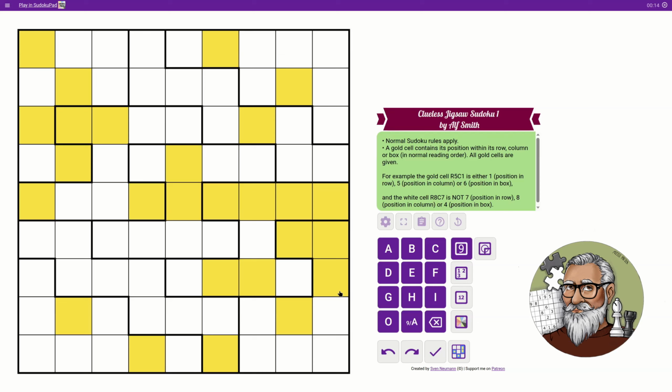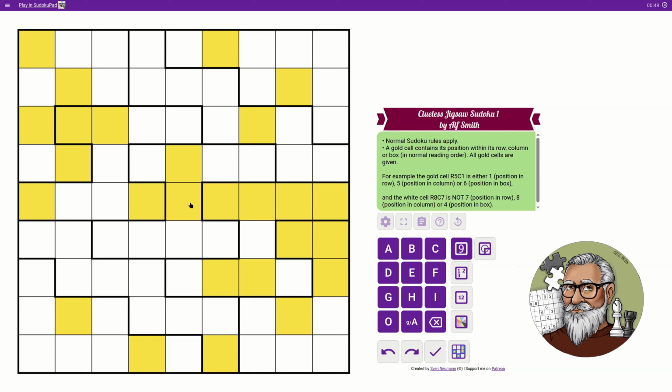Today I'm going to be trying my hand at Clueless Jigsaw Sudoku number 1 by Alf Smith. If you'd like to give it a go, there will be a link in the description below. If you do, please let me know how you fared and what you thought of it. I've already tried the Clueless Sudoku in a previous video. You can find it on the channel. If I remember, I'll put a link. But there's nothing stopping us from diving directly into this one, even if you didn't see the normal Clueless Sudoku. Right, let's read the rules.